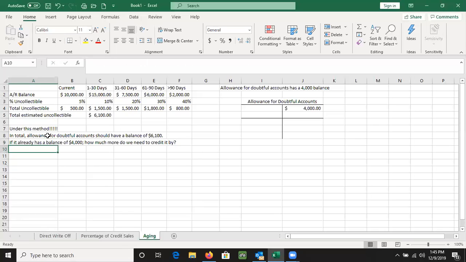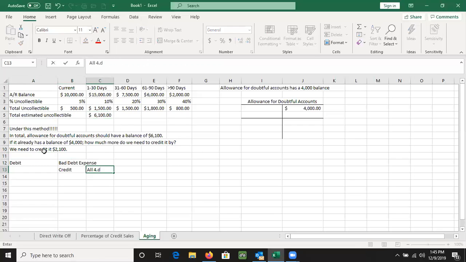The answer is the difference. So if it needs to have a balance of $6,100, it already has a balance of $4,000, we need to credit it $2,100. So the journal entry is the same as the percentage of credit sales. We're going to debit bad debt expense. We're going to credit allowance for doubtful accounts, abbreviated. But we're only going to credit it for how much we need to bring it to the balance that we need, $6,100.